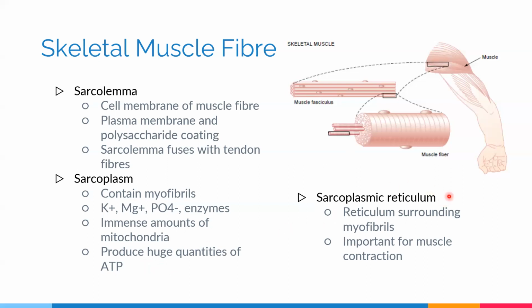Finally, we come to the sarcoplasmic reticulum. Sarcoplasmic reticulum is essentially the endoplasmic reticulum of the muscle fiber. This reticulum surrounds the myofibrils and is very important for muscle contraction, as we will see in the later slides, as it is a storehouse of calcium, which is absolutely essential for muscle contraction.